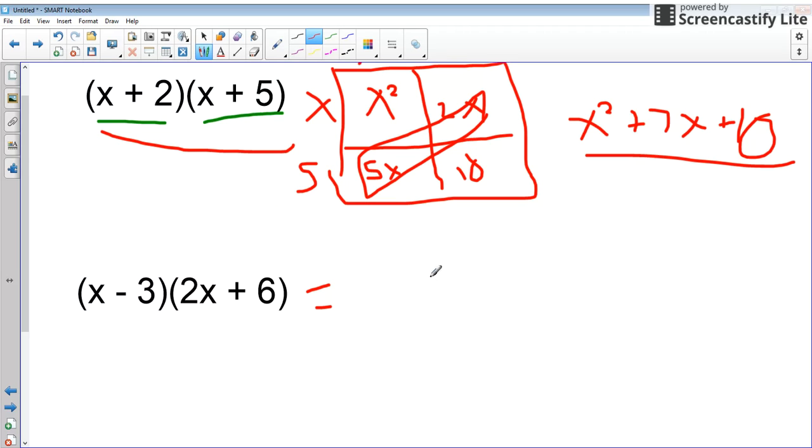Now, if you do it correctly, I'm not going to show the work here, you should get something like 2x squared. And then you actually are going to get some things to cancel out here, and you're actually going to end up with minus 18, interestingly enough. Very good.